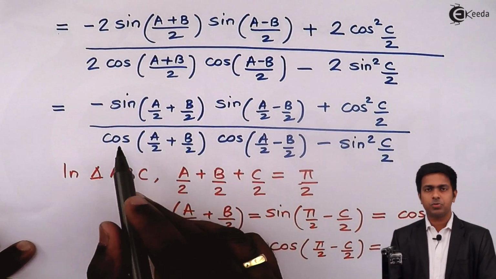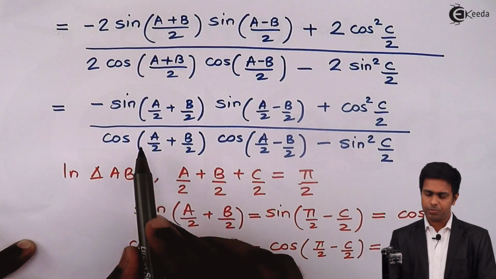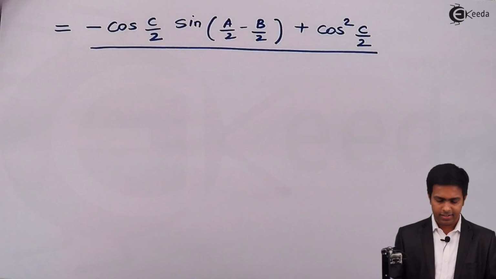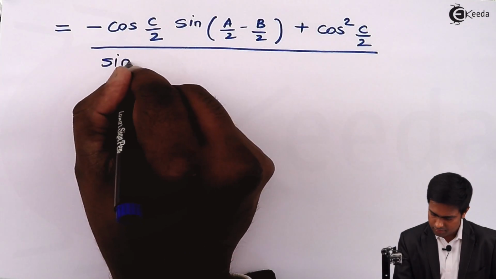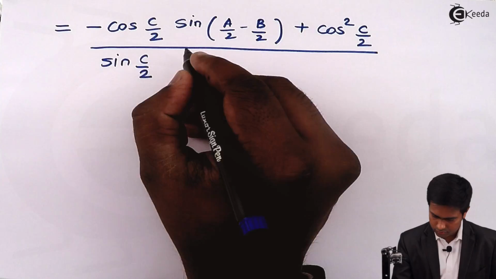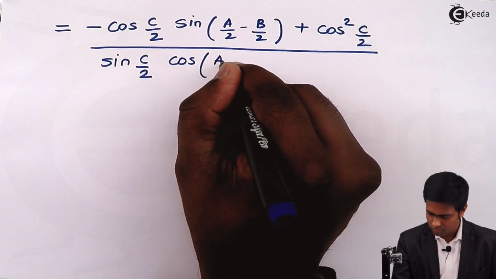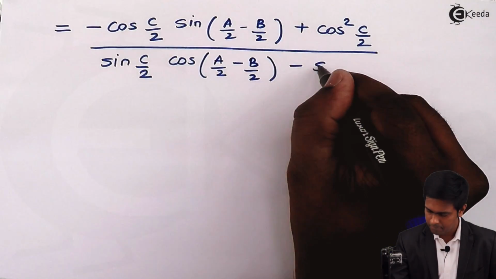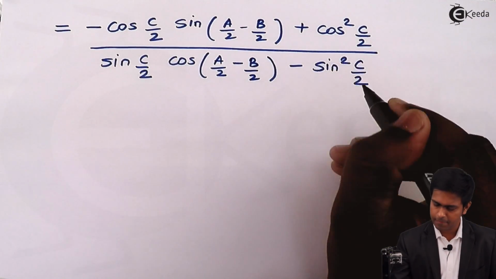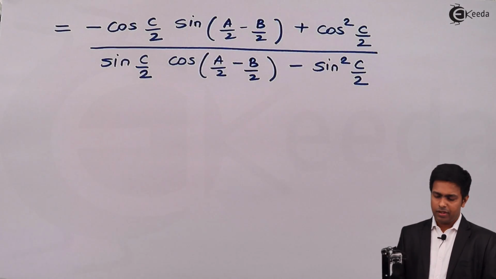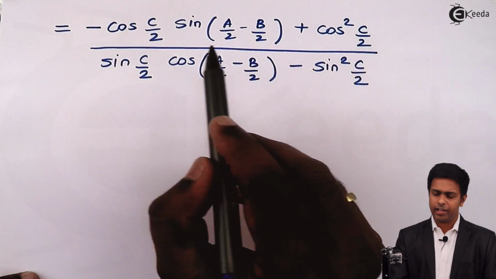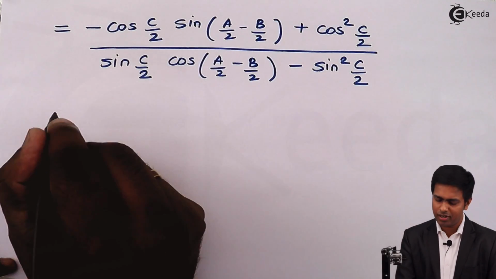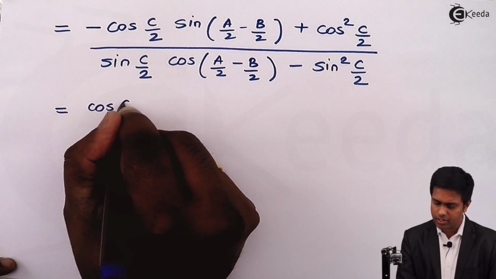So here cos(A/2 + B/2) is sin(C/2). Let's substitute here and keep the remaining term as it is. So we will get... now from the numerator we can take cos(C/2) common, and from the denominator we can take sin(C/2) common. So here we will get cos(C/2).